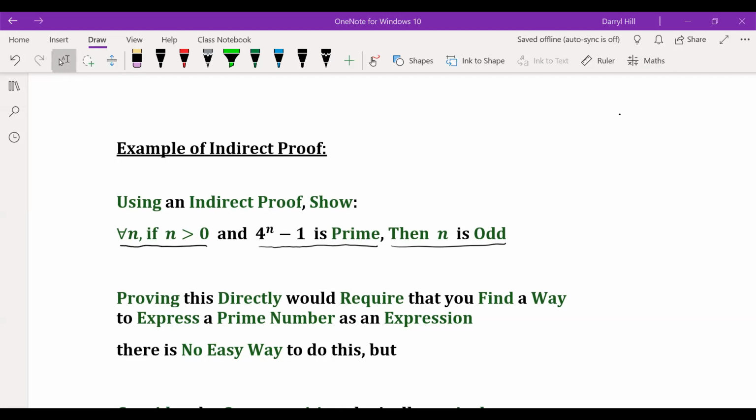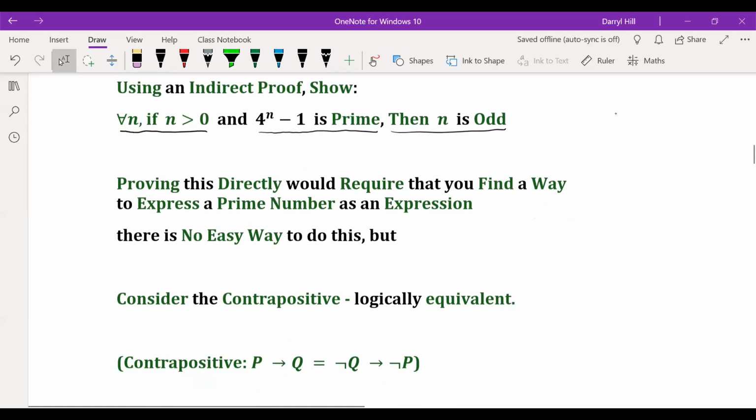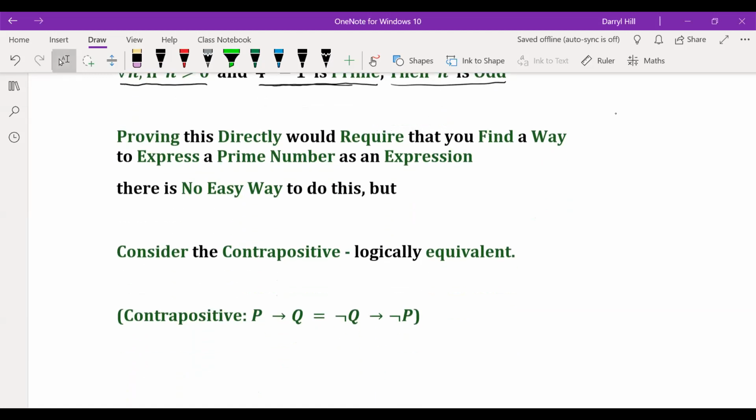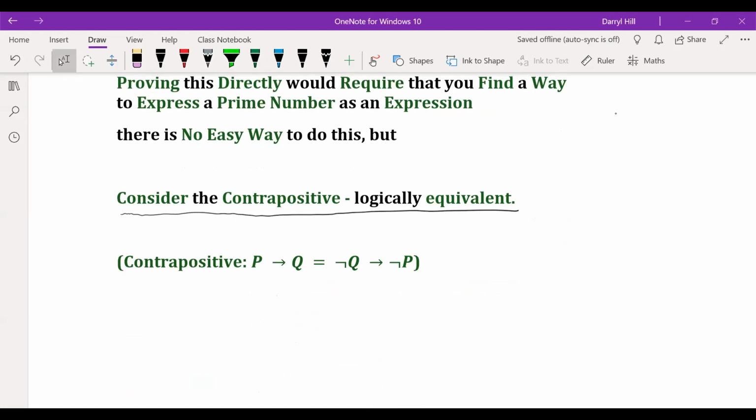Yeah, sorry. I occasionally skip steps so that we don't get bogged down, but I probably should have explained that one better. Okay. So since a prime number is difficult to express, but a not prime number is relatively easy to express, we're going to use an indirect proof, which means we're going to use some logically equivalent expression. And in this case, we're going to use the contrapositive. So in an indirect proof, we don't use the implication directly. We use some logically equivalent expression.